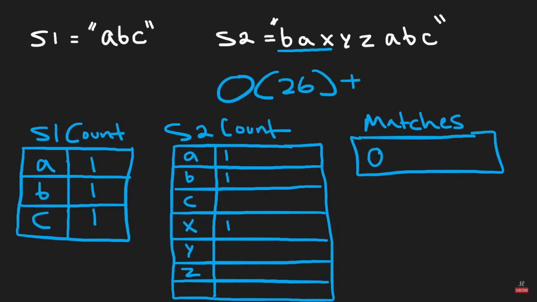After that, we'll only have to iterate through this string. So the overall time complexity is going to be n plus 26, which we know is going to be equal to big O of n. It's definitely better than if we were just doing 26 times n.